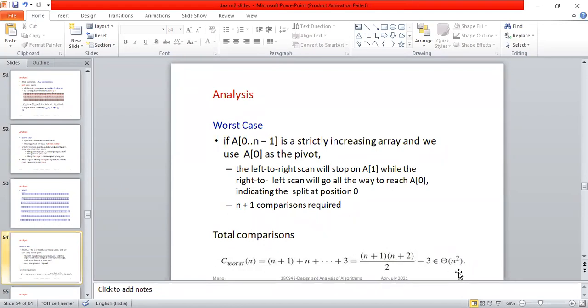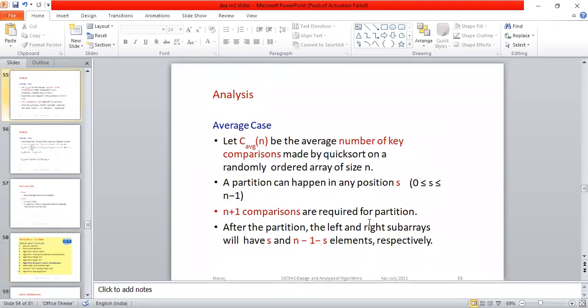So what is the order you get? It is n square. So total comparisons is n square. Now you come for the average case. So what is the average case?